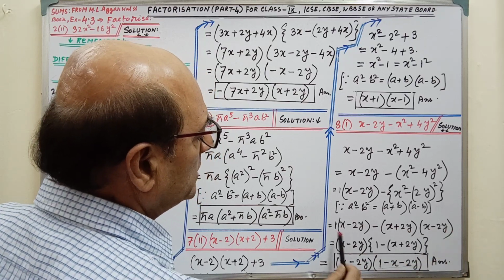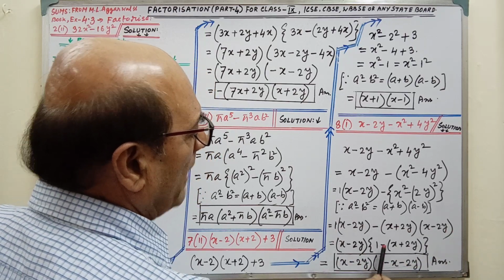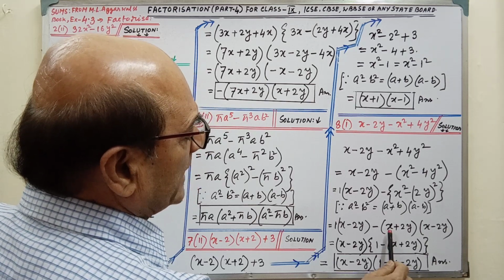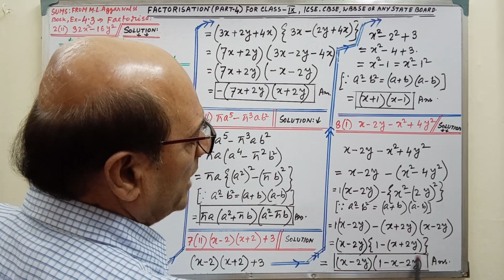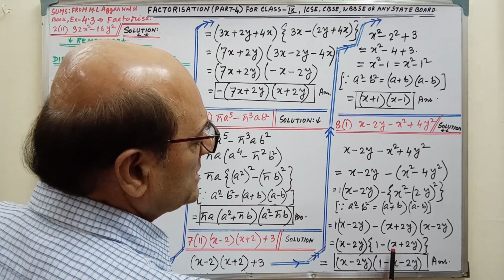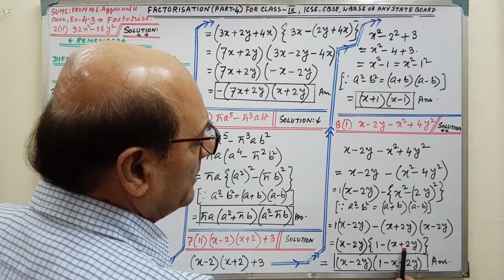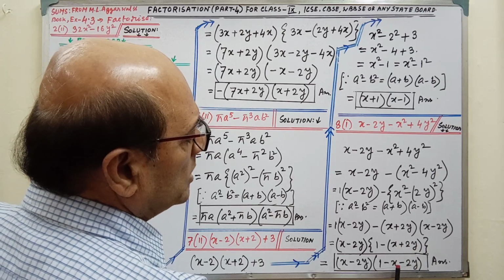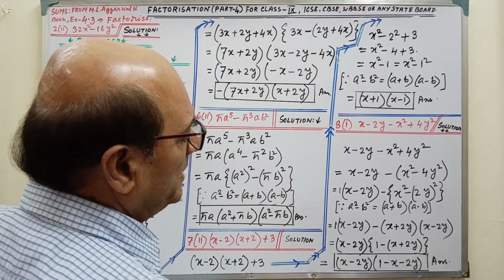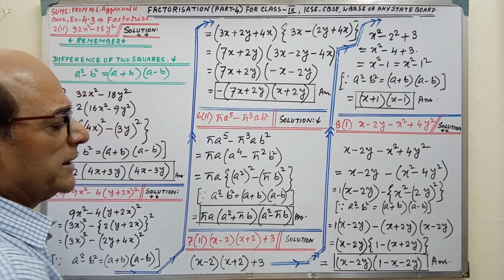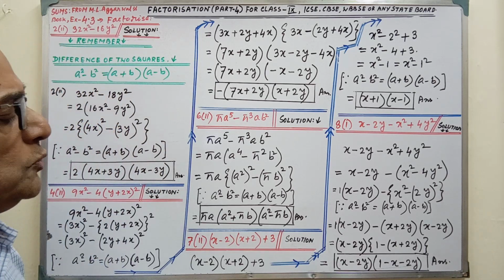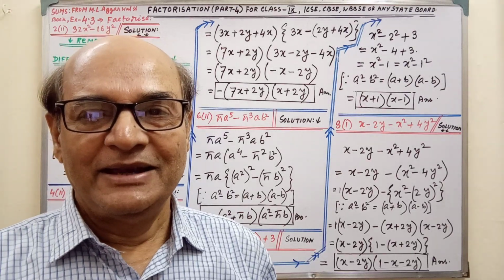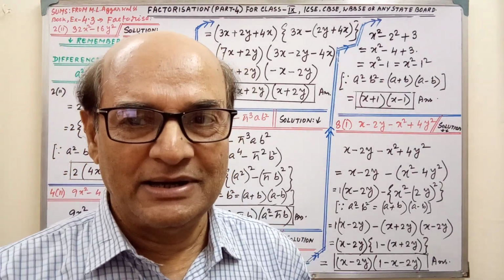x minus 2y will be the common. Then what will remain here? 1 minus. Here, before the bracket there is a minus, so we have to write within the first bracket. When the bracket is eliminated, the sign also will be changed. Here is plus, so it will be minus. So finally we are getting x minus 2y into 1 minus x minus 2y. This is the answer. If you follow the steps attentively, easily you will understand.